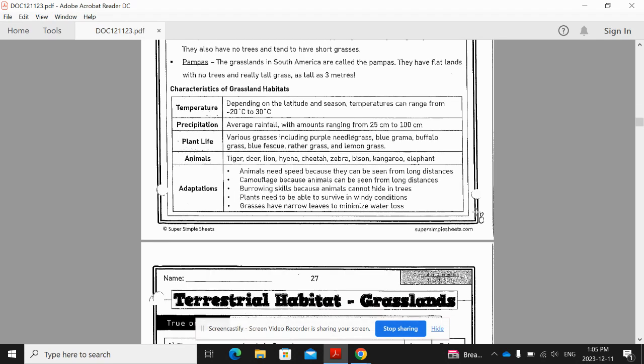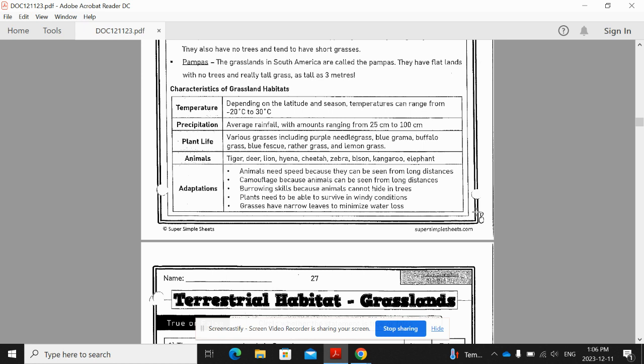Characteristics of grassland habitats. The temperature. Depending on the latitude and season, temperatures can range from negative 20 degrees Celsius to 30 degrees Celsius. Precipitation. The average rainfall, with amounts ranging from 25 centimeters to 100 centimeters. Plant life. Various grasses, including purple needlegrass, blue grama, buffalo grass, blue fescue, and lemongrass. The animals that live here are tigers, deer, lion, hyena, cheetah, zebra, bison, kangaroo, and elephants.